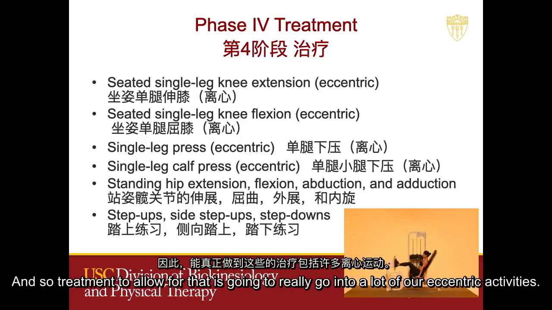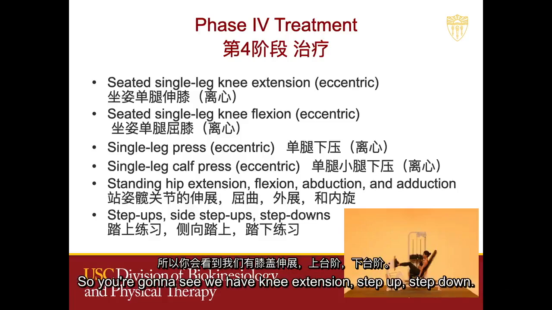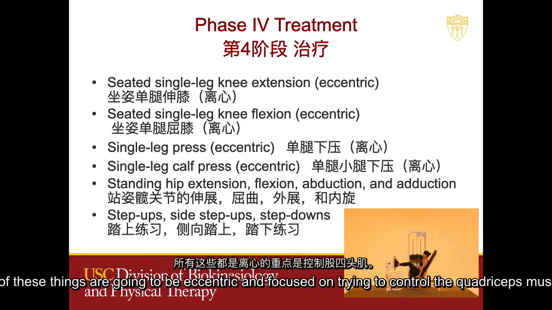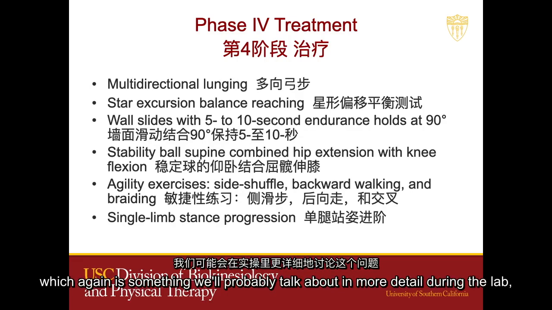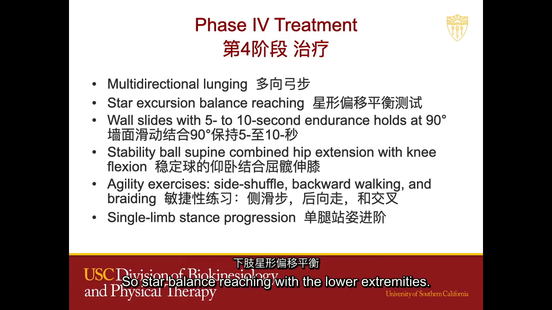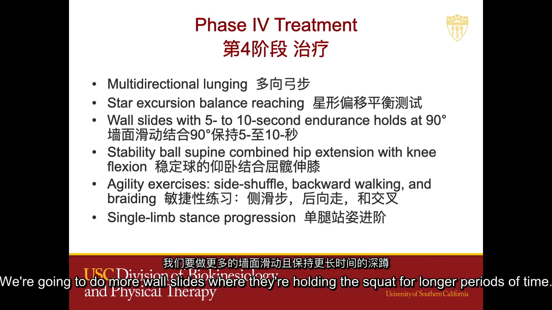And so treatment to allow for that is going to really go into a lot of our eccentric activities. So you're going to see we have knee extension, step up, step down. All of these things are going to be eccentric and focused on trying to control the quadricep muscle. We're also going to be doing lunging. We're going to be doing star balance, which again is something we'll probably talk about in more detail during the lab. So star balance, reaching with the lower extremities. We're going to do more wall slides where they're holding the squat for longer periods of time.